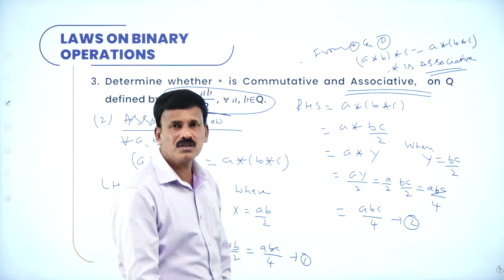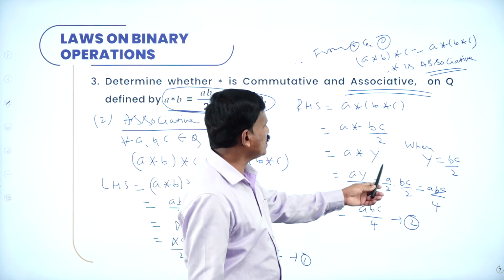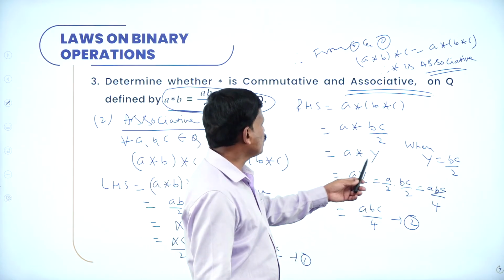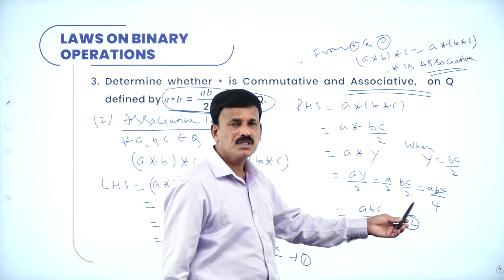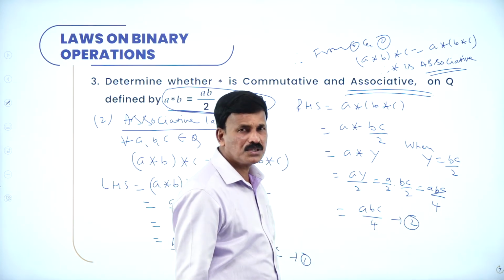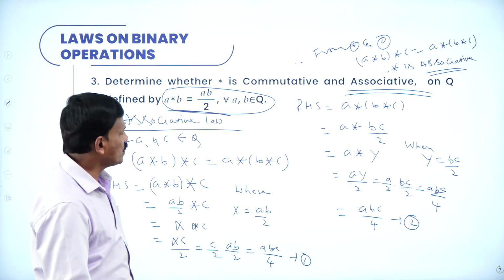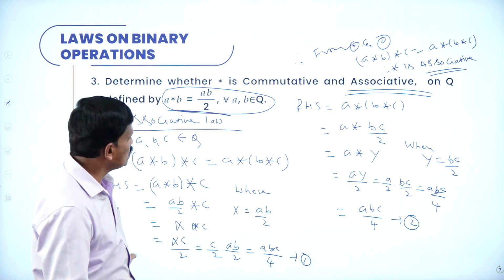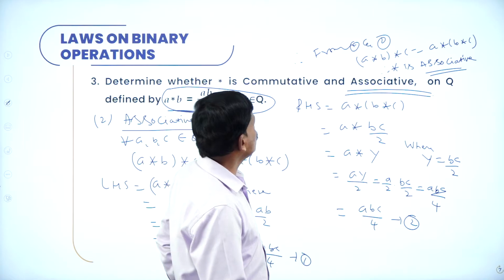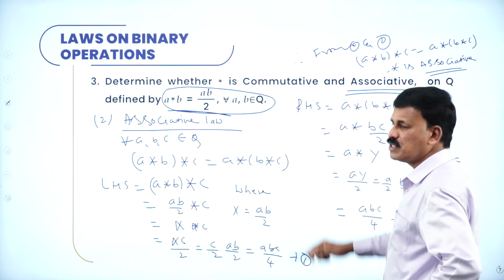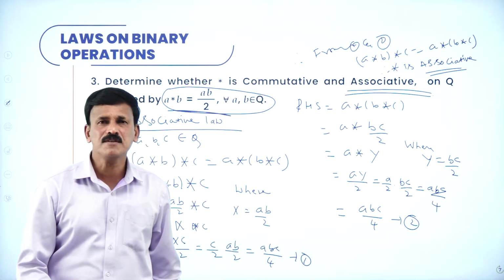What is the right hand side? A star (B star C). B star C can be written as BC by 2. Let us consider this as Y. Y is equal to BC by 2. Therefore, A star Y is equal to AY by 2. So, A by 2 as it is, Y written as BC by 2. Multiplying, ABC divided by 2 into 2 is 4. Therefore, ABC by 4 on the right hand side, equation number 2. So from equation 1 and 2, LHS is the same, definitely RHS is also the same. LHS is equal to RHS. So from 1 and 2, (A star B) star C is equal to A star (B star C). Therefore, star is associative. So here star is both commutative as well as associative.